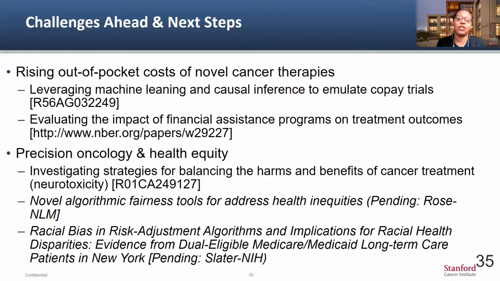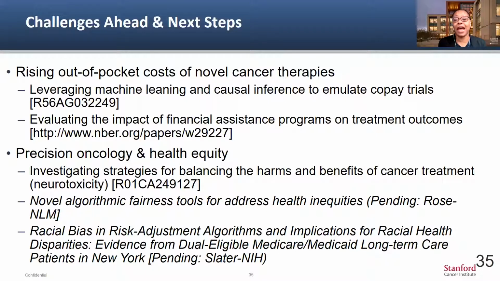But some of the things that we're doing to address some of these issues related to precision medicine and therapy and affordability is we are, for example, leveraging machine learning and causal inference methodology to emulate copay trials, where we pretend as if we're doing a trial where we randomize people to receive a lower copay versus higher copay, and then we're looking at people with multiple chronic conditions, including cancer, to see what the impact of that is on disparities. And the advantage there is that we don't have to wait for a policy. We can actually emulate the policy and then see what happens.